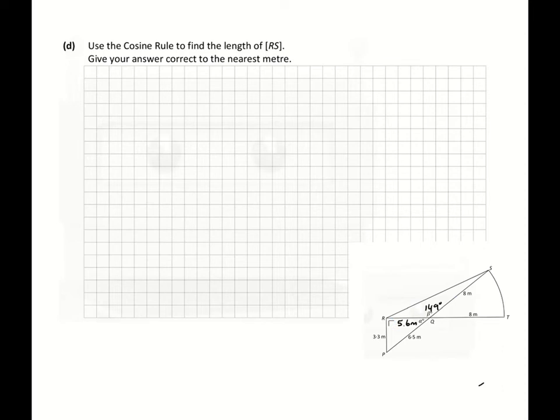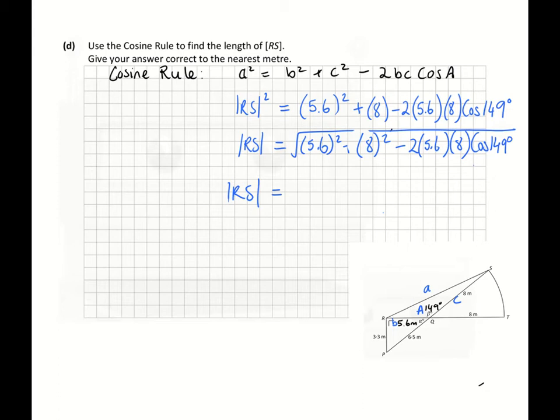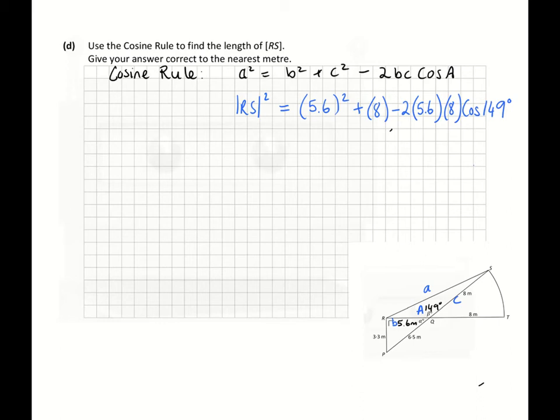So I've substituted in for a, b and c and for the angle a, and that's what I get. I don't want this squared on this side, so I'm going to take the square root of the whole lot and that will get rid of that. So you can put the whole lot into your calculator, and it said to give your answer correct to the nearest meter, so to the nearest whole number. So it will be 13 meters. So that side RS is 13. Makes sense, it looks like it's the longest side.